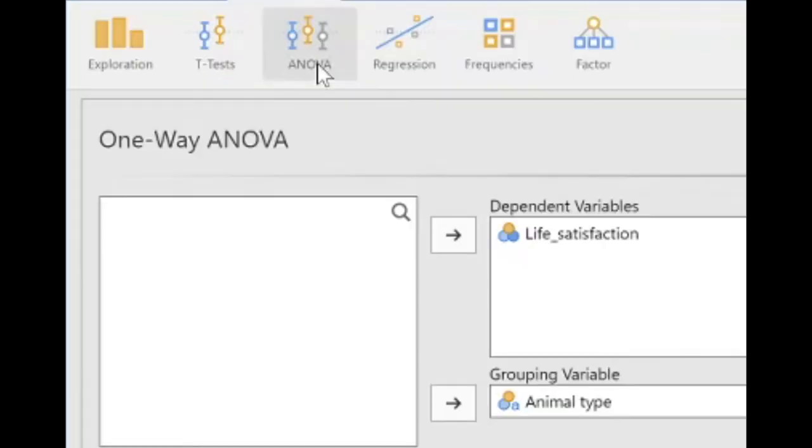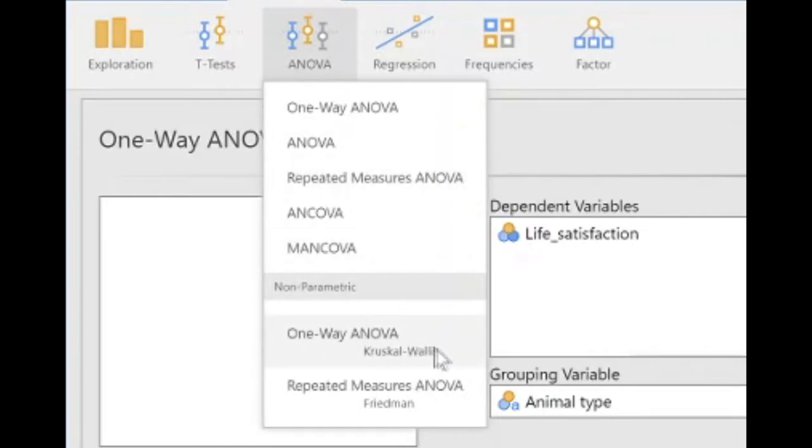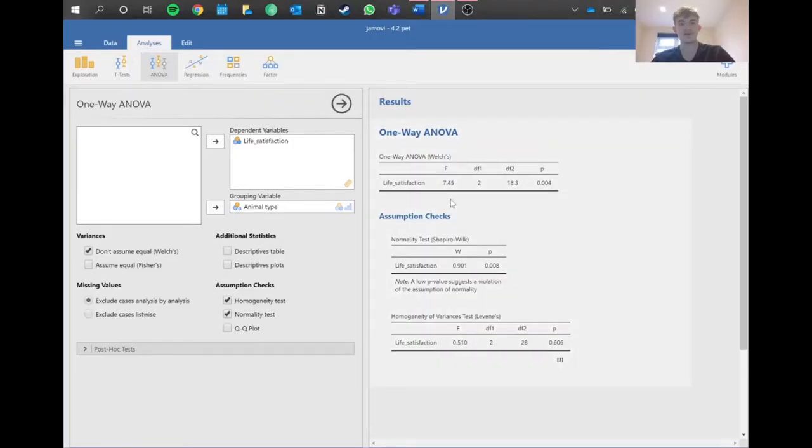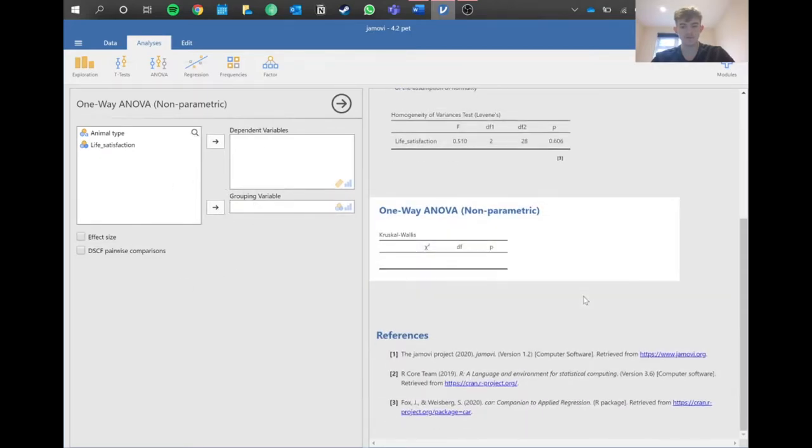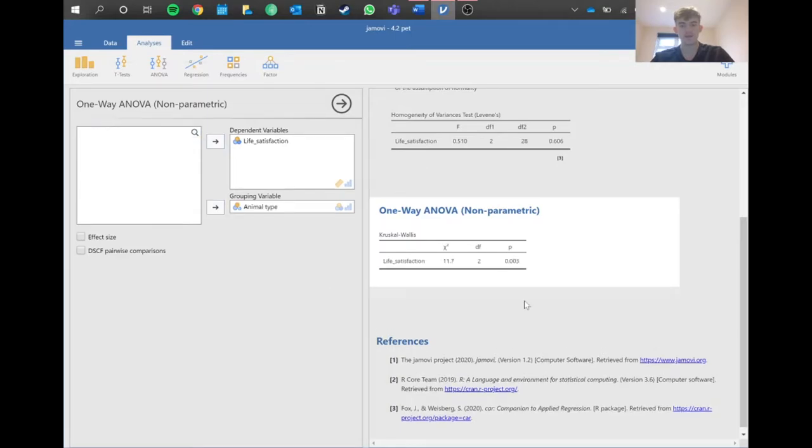So what we want to do is go into ANOVA again and go into Kruskal-Wallis one-way ANOVA. This is the non-parametric equivalent, and it's a much more simplified view. If we just go down here, we again put life satisfaction and animal type, and that will give you our result here.